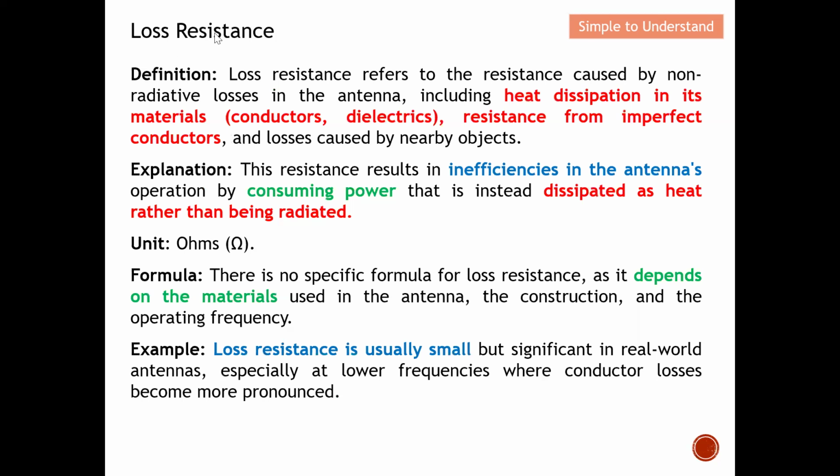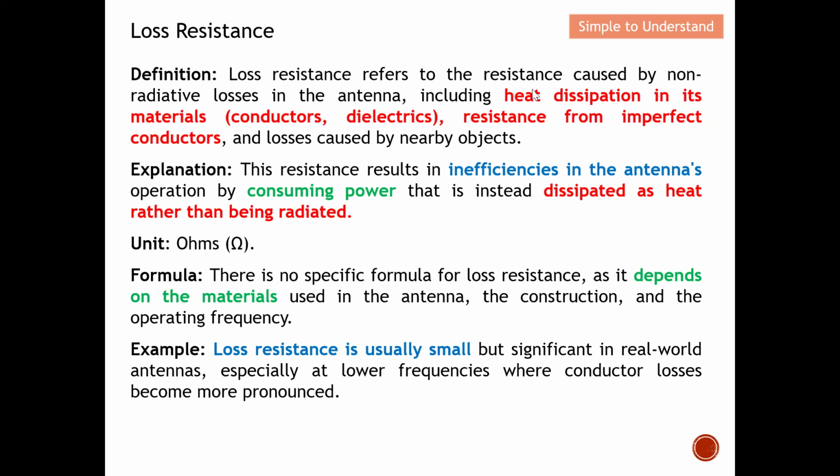Next will be the loss resistance. Coming to the definition first, the loss resistance refers to the resistance caused by non-radiative loss. Earlier on we talked about radiation resistance, but here we are going to consider everything else besides the radiation resistance or radiated power. This includes heat dissipation, which means that when we convert energy from one form to another, from an electrical signal to an EM wave for example, heat may be generated, and this becomes a loss resistance because it is undesired. We actually lose some of the power.